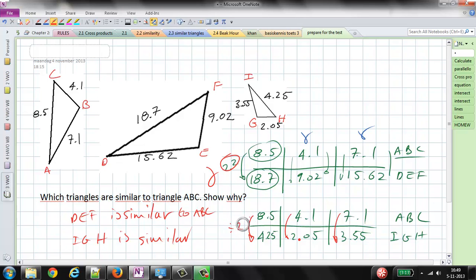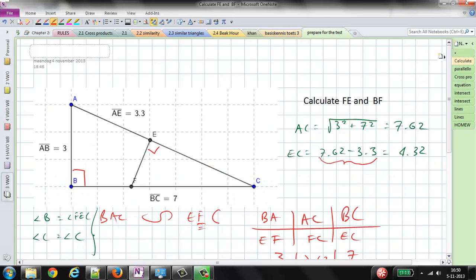Here you're dividing by 2, and then you check that the multiplier is the same in each column. If it's the same in each column, then your conclusion, which you also write down, is: yes, they are similar. That's how you do that one. Right. Second is this given situation.